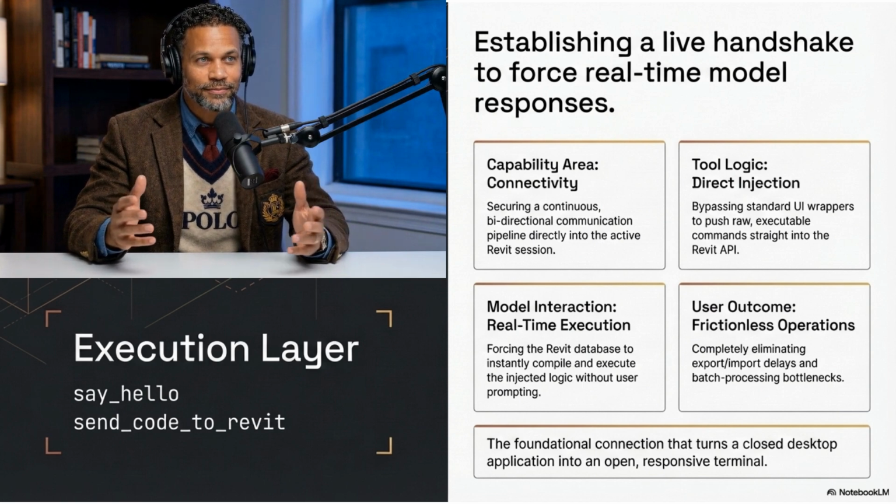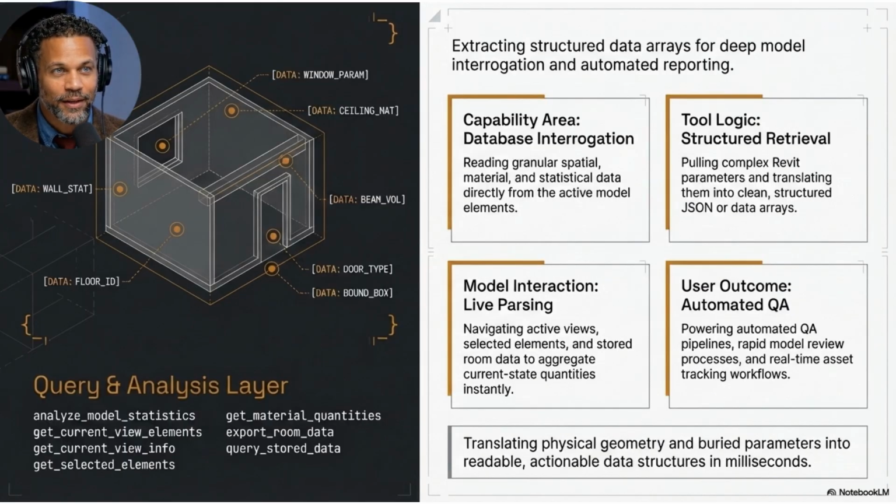This is the query and analysis layer, where the model stops hiding its intelligence in polite little parameter boxes and starts giving us structured answers. Through Digitalchemy, we can interrogate the active Revit model for statistics, view data, selected elements, material quantities, room exports, and stored project information, then pull that into clean, usable data arrays. That means faster QA, smarter reporting, and a far more civilized relationship with the model than scrolling through properties one click at a time.